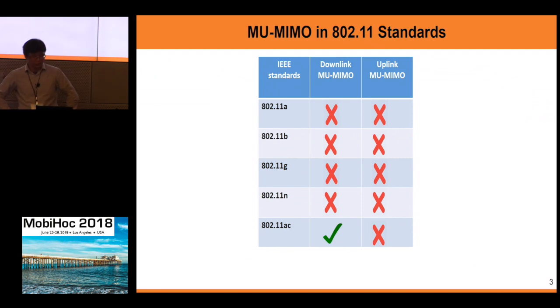If we look at multi-user MIMO in the 802.11 standards, 802.11ac is the first standard to introduce downlink multi-user MIMO. But uplink multi-user MIMO is not supported by the 802.11 standard. Actually, uplink multi-user MIMO was intensively discussed in 802.11ac, but it was not supported. So if you go to the market and look at Wi-Fi devices that say they support multi-user MIMO, they only support downlink multi-user MIMO. They do not support uplink.